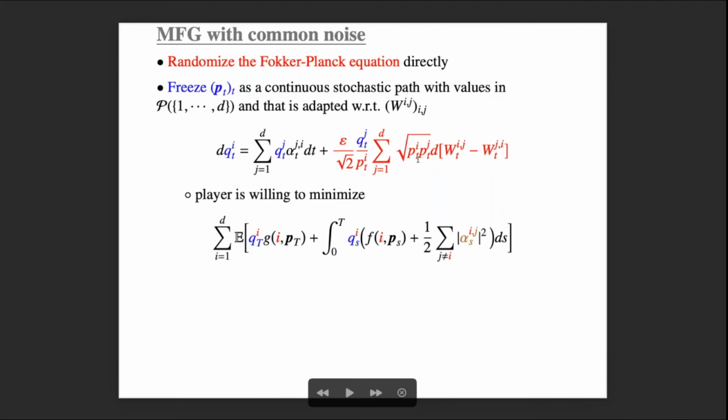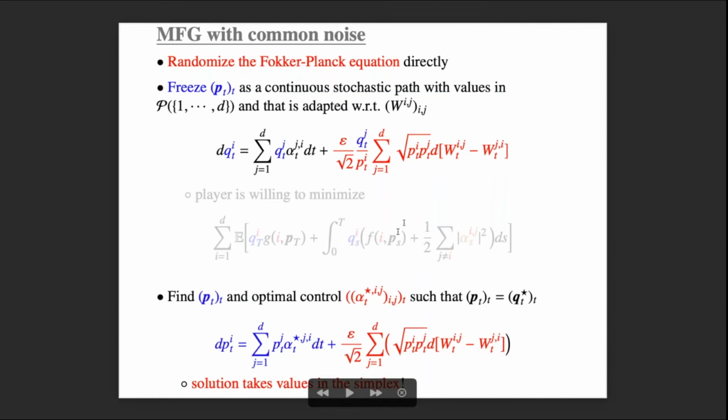And now you say, I'm going to minimize the cost over the dynamics Q, and then I want to identify Q with P. This will be the fixed point, and this fixed point should be the solution to the mean field game with a common noise. So this is what I'm going to write down next. You want to find a minimizer such that P is equal to the minimizer. So in the end, you find P and the optimal control such that P is equal to the minimizer. This is the usual fixed point condition in mean field games.